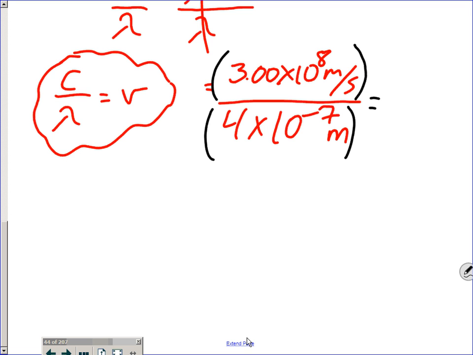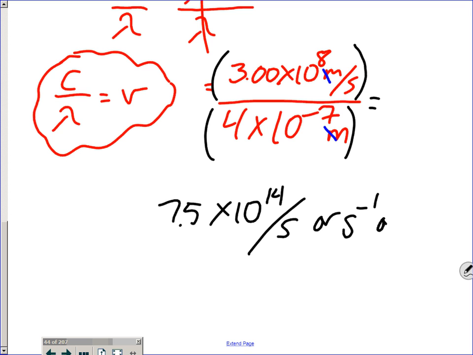Alright, so I'll start at 7 times 10 to the 14th. What are the units? Everybody, what unit cancels? There's a meter on the top and a meter on the bottom, so meter and meter cancel. What's left? Per second, not seconds, slash second. So we write this as either slash second, seconds to the -1, or hertz.